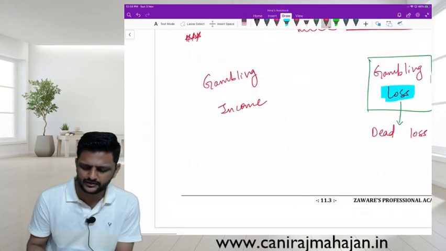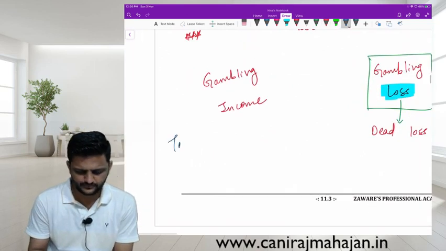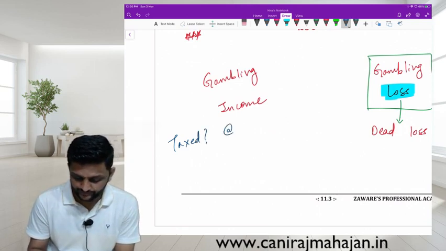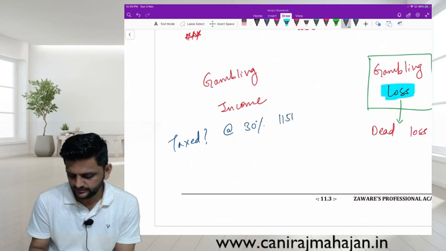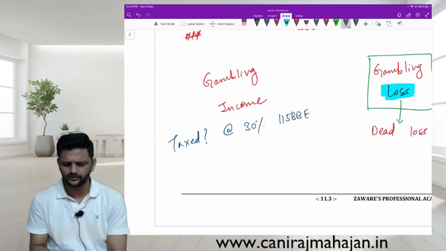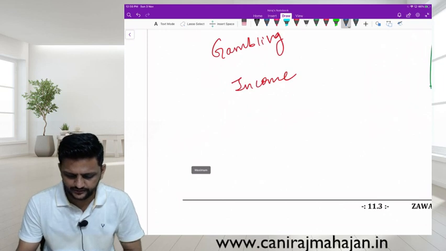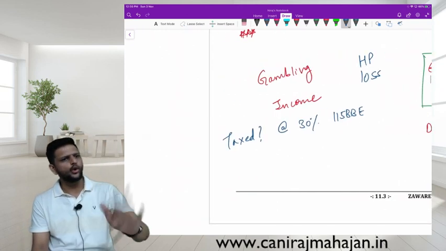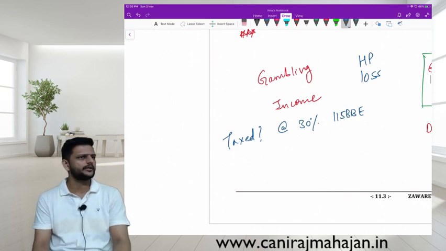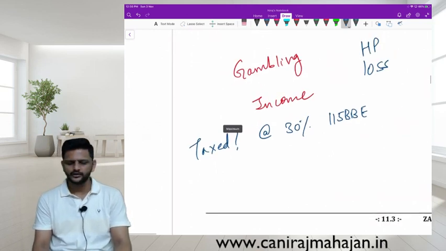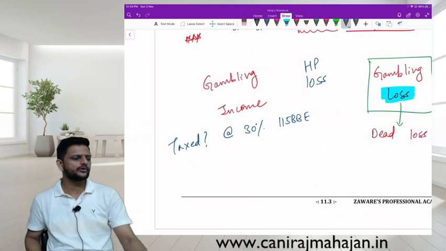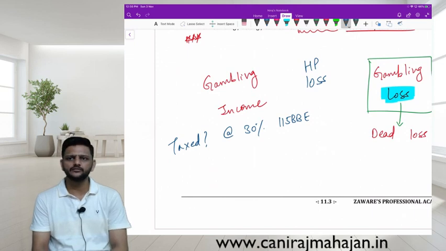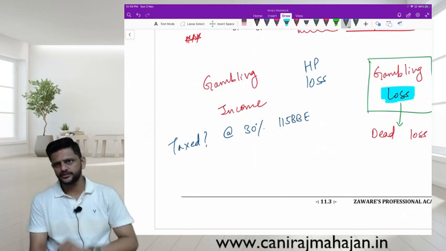Similarly, now pay attention. Gambling income or card game income, how is it taxed? What is the tax rate? 30%. At the rate of 30%, Section 115BB. Yes? Okay. Now pay attention. Let us say there is an HP loss to an assessee who also had gambling income. Clear? Are you following the case? Okay. What do you read in HP loss? Where can it be set off? Any head of income including salary income. Gambling income is an IOS income.